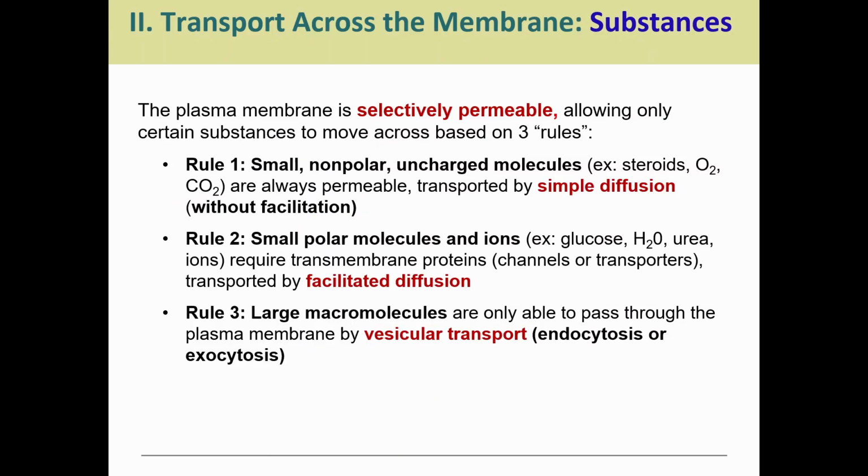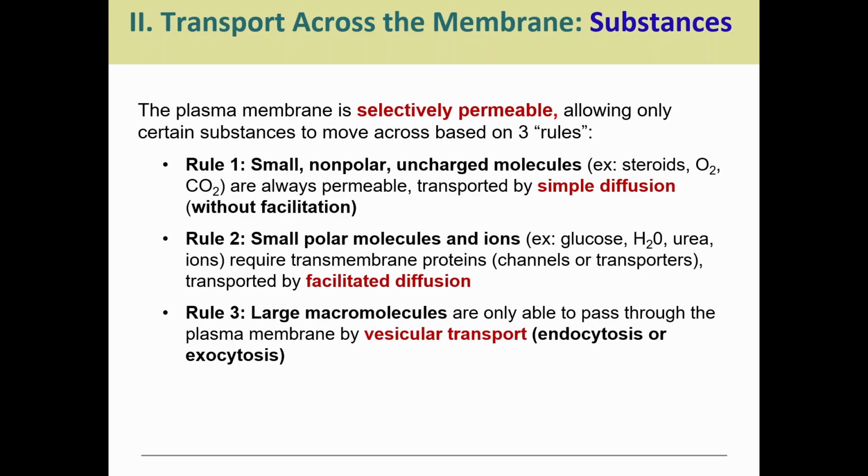So again, the selectively permeable membrane has a few rules. One, again, if you are small, nonpolar, and uncharged, you're permeable. You get through simple diffusion. You can just push your way through those phospholipids. Remember that. If you are large or you have a charge, you're going to need another way in, right? You cannot just push your way through the membrane. But if you are small and you don't have a charge, like oxygen or carbon dioxide or whatever, you can just slip on past those phospholipids, no problem.